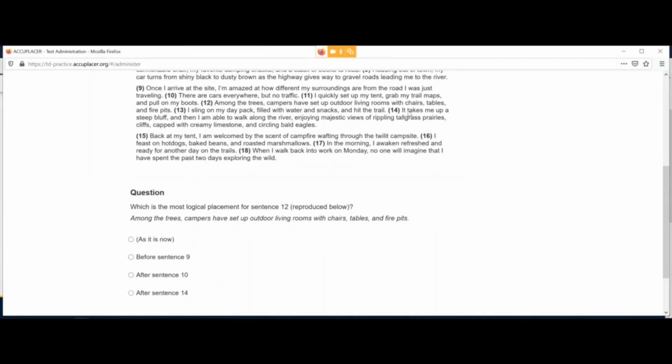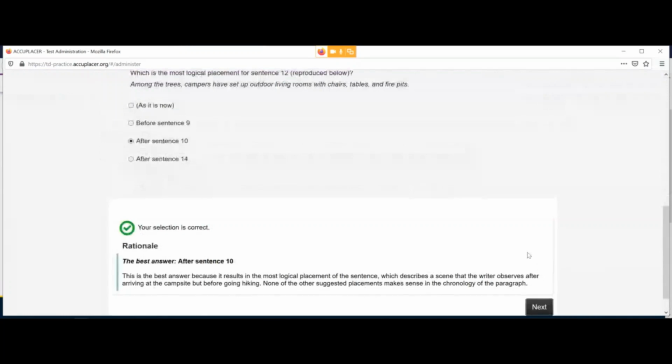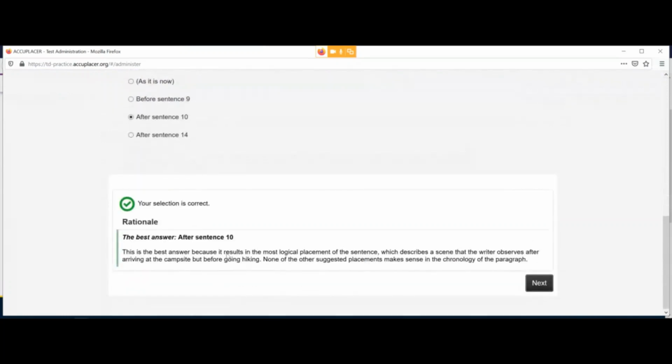After sentence 14, that really wouldn't make sense because that's right at the end of the passage. So it looks to me like you're going to want to move sentence 12 to after sentence 10. So let's click on that. And then we click confirm. And we are correct. This is the best answer because it results in the most logical placement of the sentence, which describes the scene that the writer observes after arriving at the campsite, but before going hiking. Again, it's all part of the description before the actual action. None of the other suggested placements make sense in the chronology or the time order of the paragraph, okay?